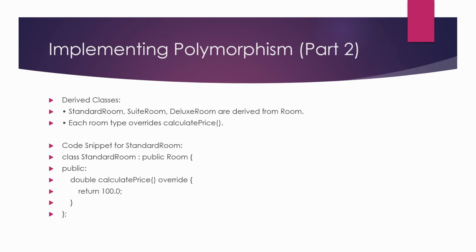In this slide, we have derived classes for different room types. Each class inherits from the base Room class and overrides the calculatePrice method to provide its own pricing logic. This allows us to calculate the price dynamically based on the type of room selected by the customer.